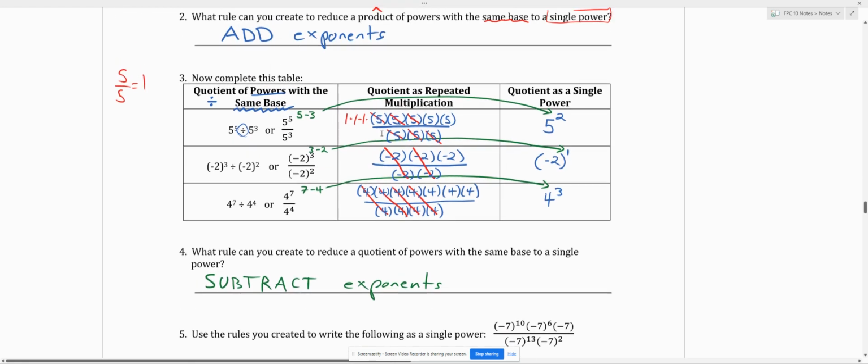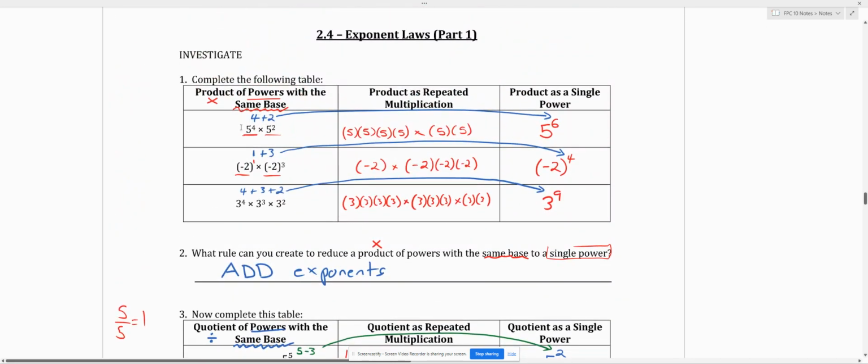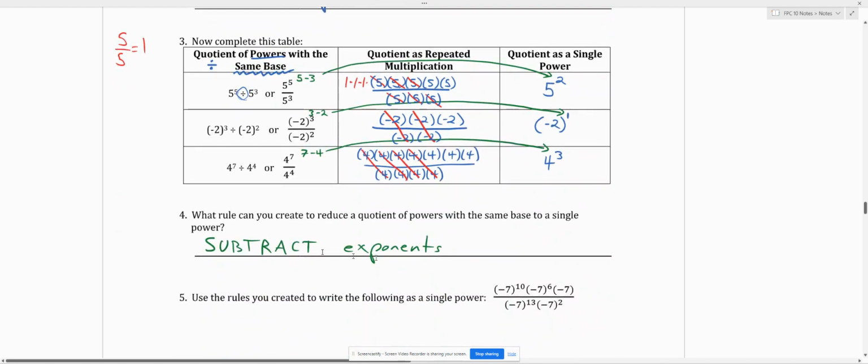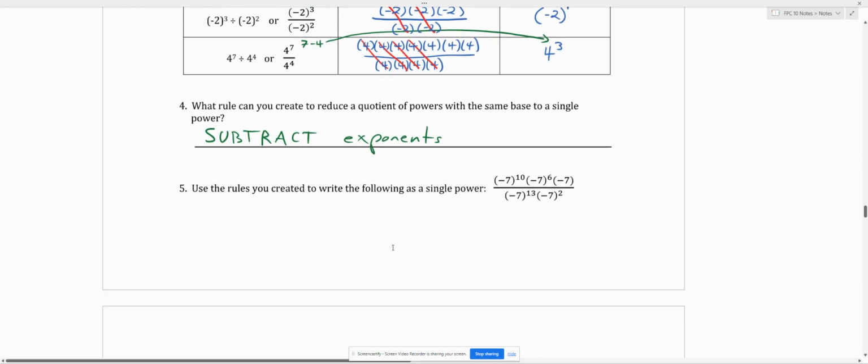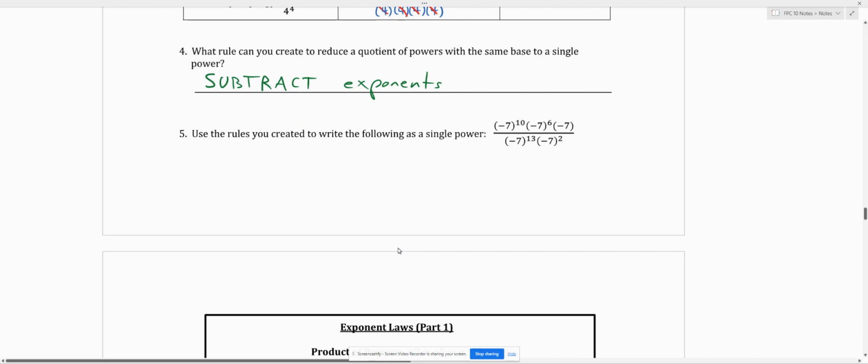Which makes a ton of sense because, well, when you are multiplying, that's the same as repeated addition. So we're adding exponents. We're adding up all of our groups of 5s. I have a group of 4 and a group of 2 to have 6 groups of 5s being multiplied. Then when we subtract, well, division's the same as repeated subtraction, so we're just subtracting exponents. So let's do this question.